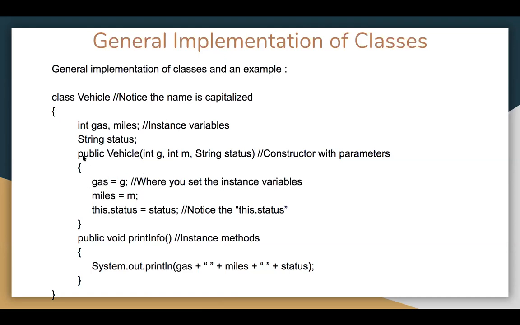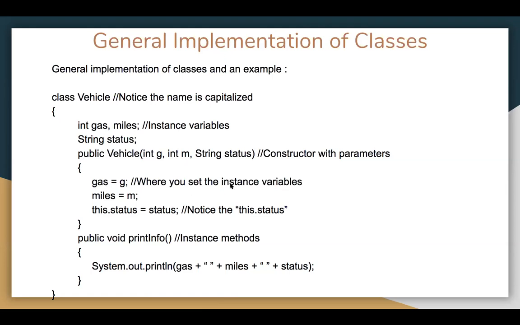So you can see here that the parameters are int g, int m, String status. Down here in between, you can see gas, which correlates to the variables here. Gas equals g. So basically you're setting this g that you're passing in to gas.